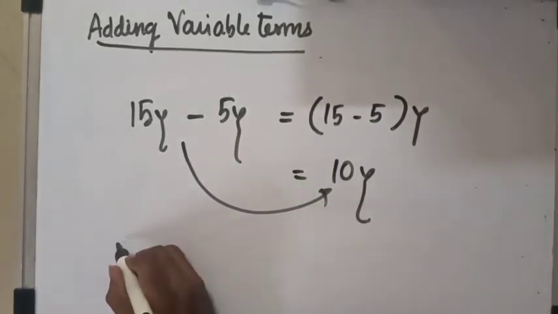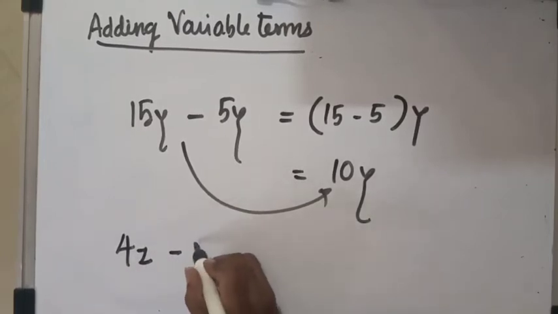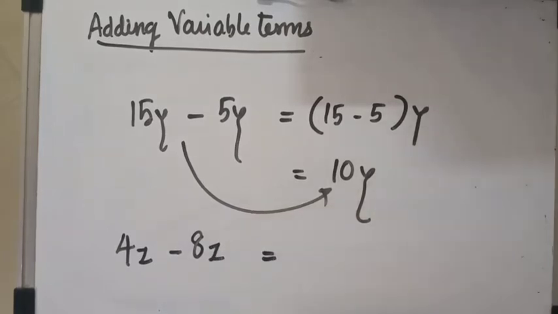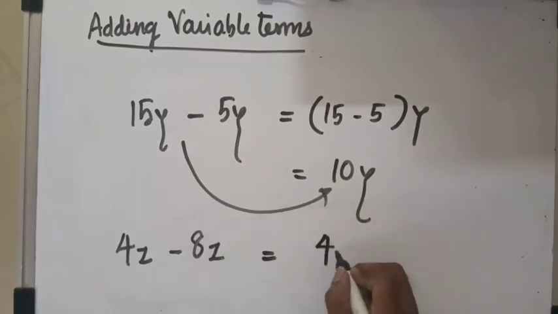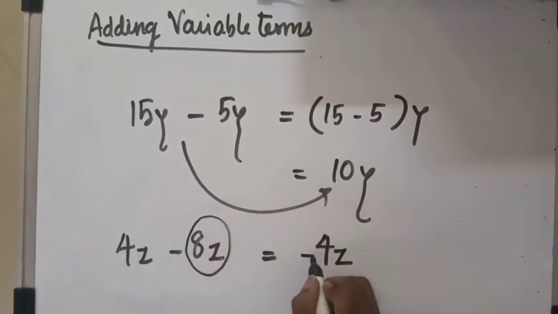Okay. So now 4z minus 8z. Now what will this give me? See children, this is positive, this is negative. Plus minus is minus. So what is 8 minus 4? 8 minus 4 is 4. And z is there, so I'll have z here. Which is the biggest number? 8z. What is it? Negative. So this will be minus 4z. You need to remember this.